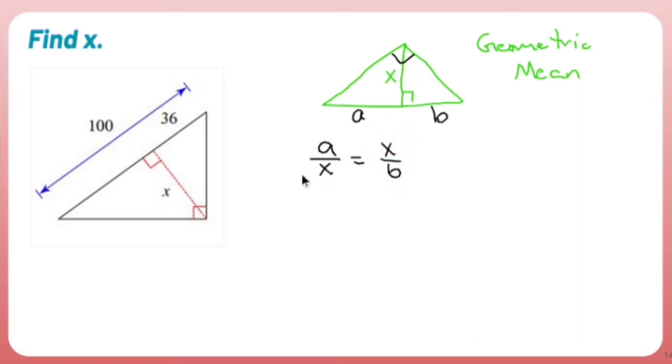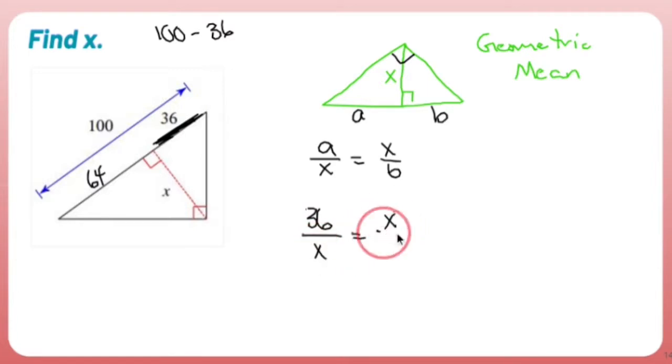That's the geometric mean. Now, I have something very similar. One of these guys is 36. I showed that over here. I don't have the other guy, but what do I know? I can find the other guy by doing 100 minus 36, which is 64. So I would let A or B, it doesn't really matter because you're just going to end up doing crisscross applesauce anyway. I'll say 36 over x equals x over 64.